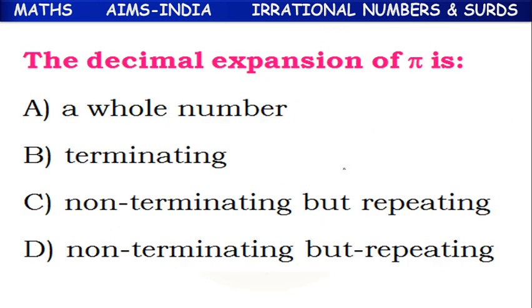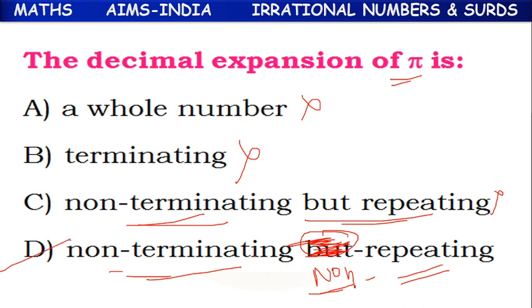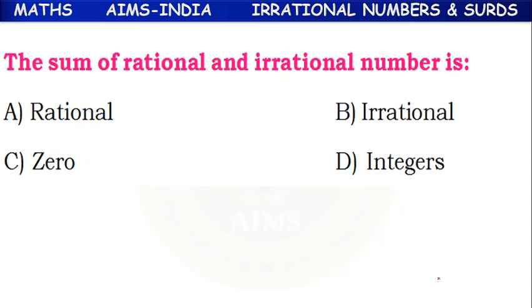The decimal expansion of pi is whole number, wrong. Terminating, wrong. Non-terminating but repeating, wrong. Here change the fourth option, children. The option should be actually non-terminating, non-repeating. So then D option will be the correct answer, because pi is an irrational number whose value is non-terminating, non-repeating.